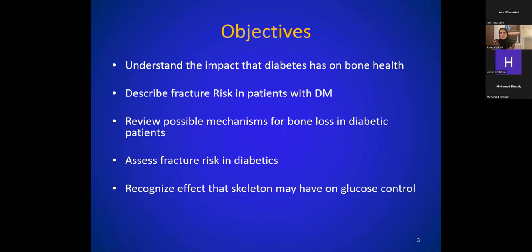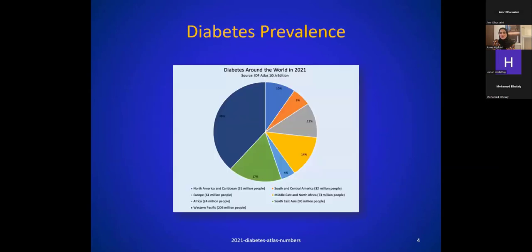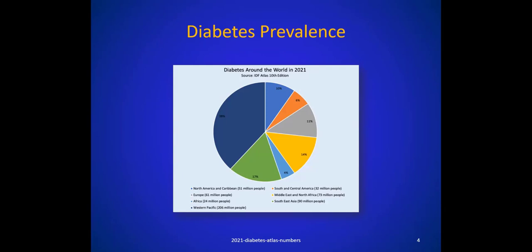So as we're talking about diabetes and the bone, we'll talk about bone and diabetes. We all know that diabetes is highly prevalent. Based on the International Diabetes Federation, the latest statistics in the Atlas, from 2021, around 537 million are living with diabetes worldwide. And as you can see here, in our area we have a really high number of patients with diabetes, 73 million people with diabetes in the MENA region.